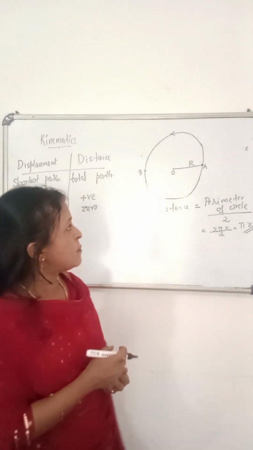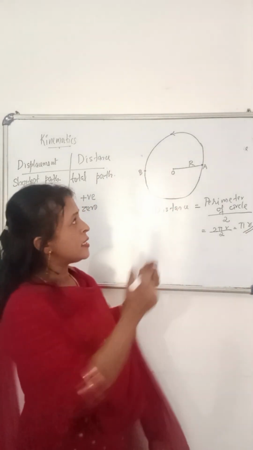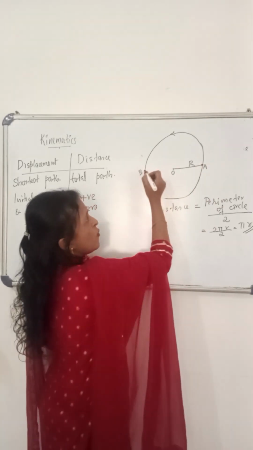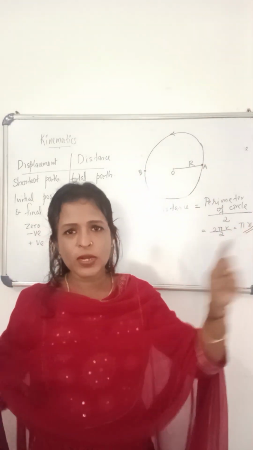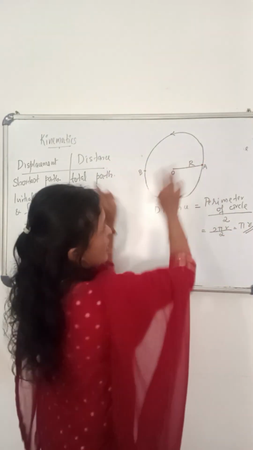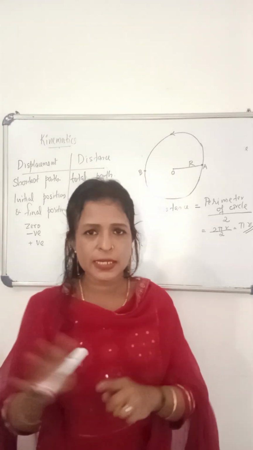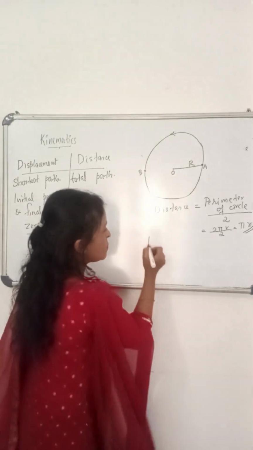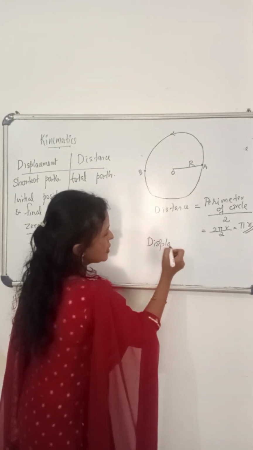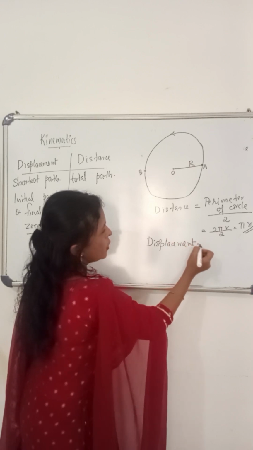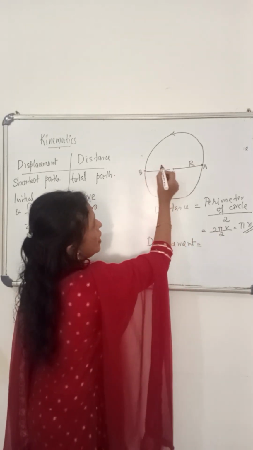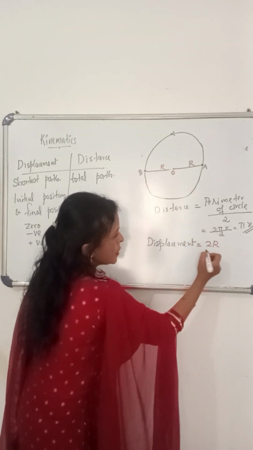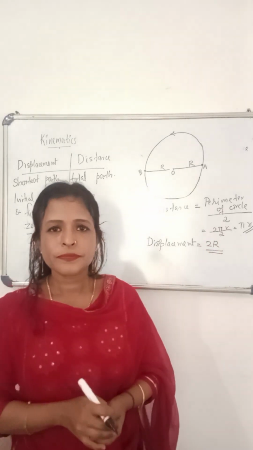Displacement means, what is displacement? It is the distance between the initial and the final point. What is the distance between the initial and final point? That is displacement. So the displacement is equal to this r and this r, totally 2r. It is the displacement.